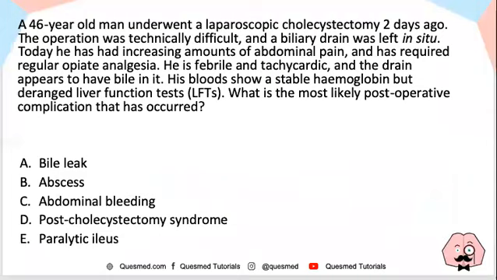So a 46-year-old man underwent a laparoscopic cholecystectomy 2 days ago. The operation was technically difficult and a biliary drain was left in situ. Today, he has had increasing amounts of abdominal pain and has required regular opiate analgesia. He is febrile and tachycardic, and the drain appears to have bile in it. His blood show stable hemoglobin but deranged liver function tests. What is the most likely postoperative complication that has occurred?